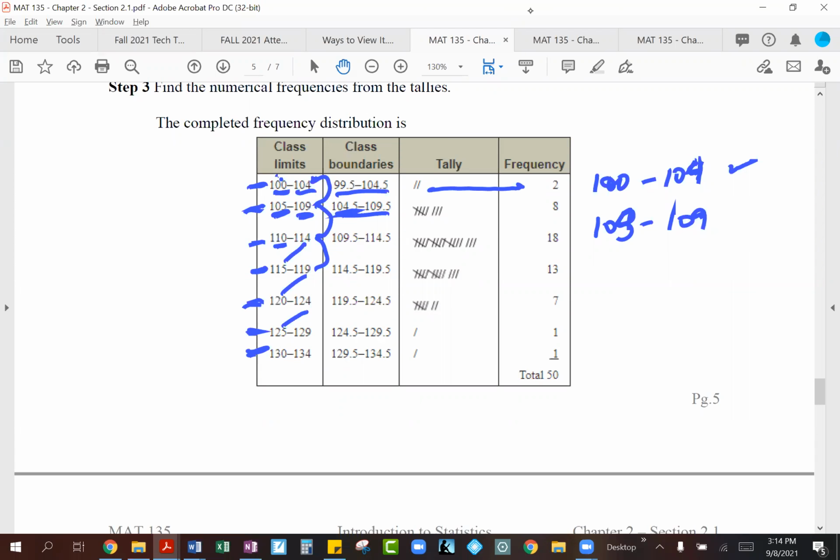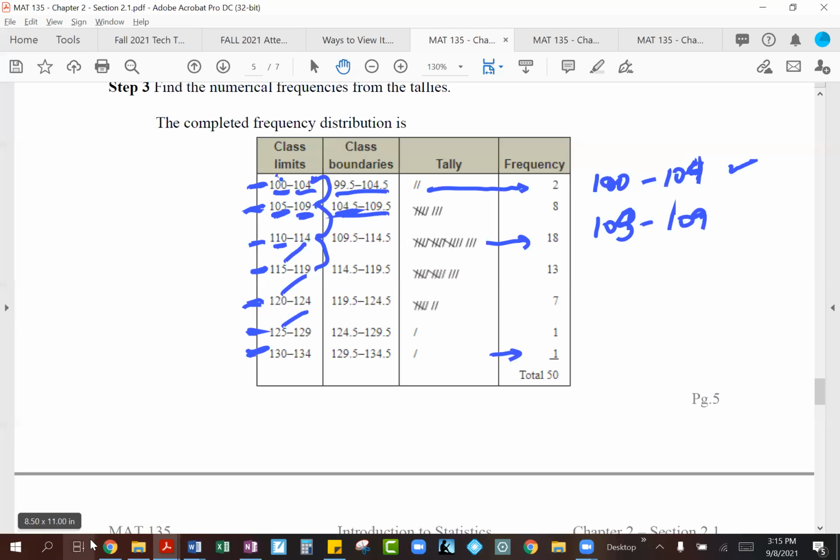So there were 2 states who had that as their highest temperature. You can see there are 18 states which had a temperature going from 110 to 114 degrees Fahrenheit. There was just 1 state that had a temperature recording of 130 to 134. So the tally just helps you come up with your frequency distribution column.